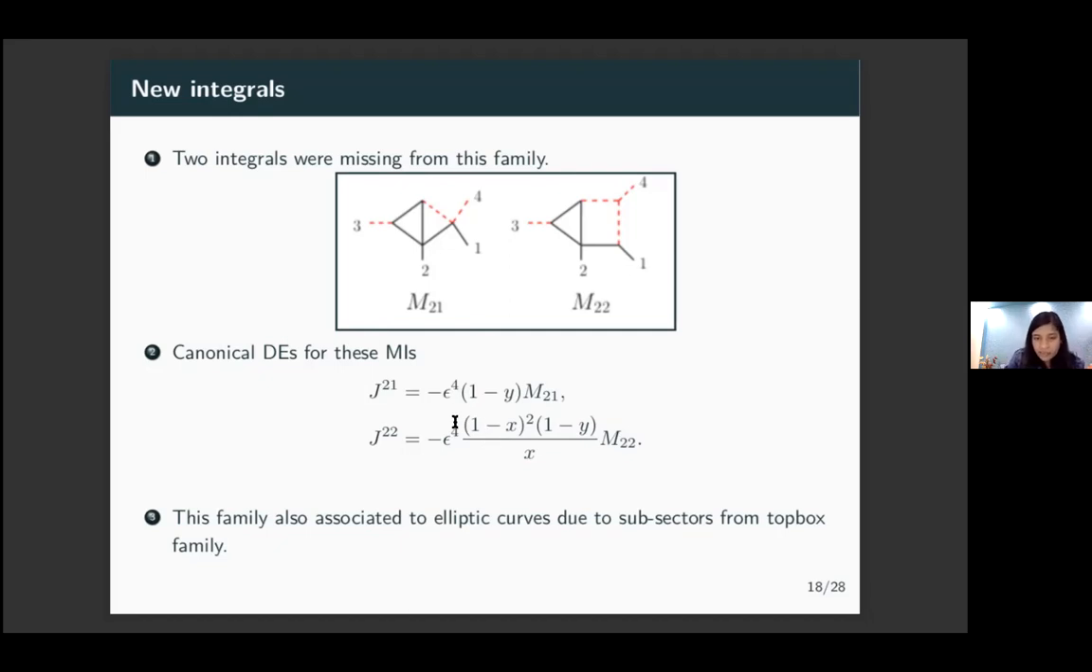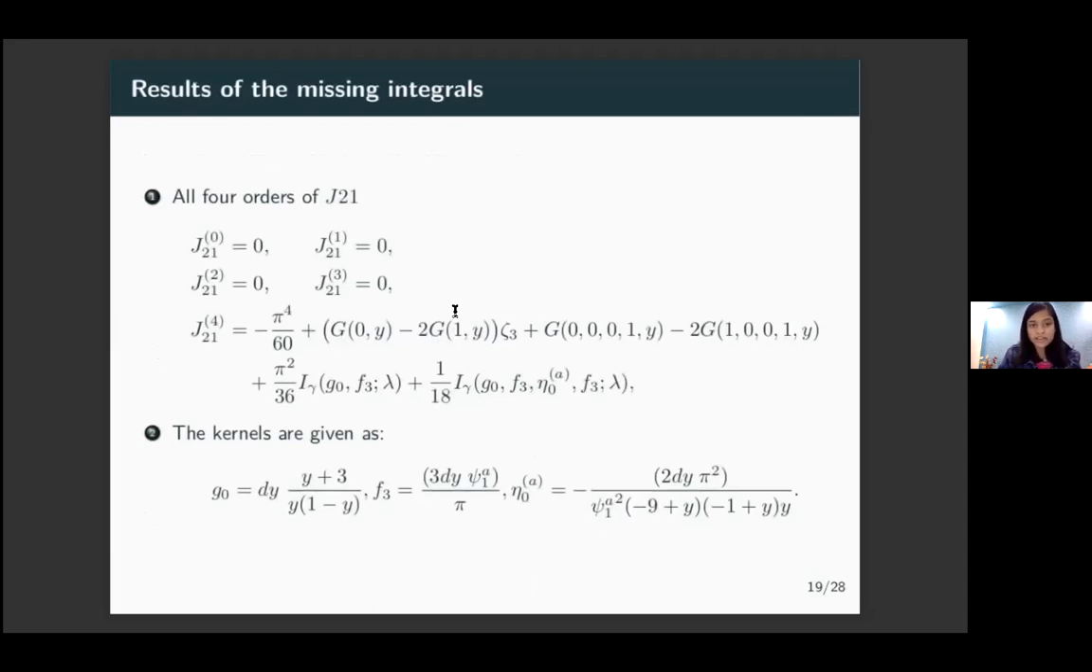Fortunately, it's not very ugly, but nevertheless, this was still elliptic, because in the subsectors of these two master integrals, M21 and M22, there were the sunrise and another sector, which evaluated to the elliptic curve B. The upshot is that M21 had elliptic curve A in it, and M22 had elliptic curve B in it. And the results for these integrals to all orders look like this.